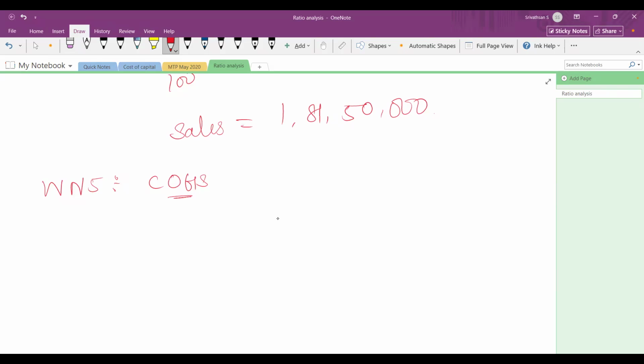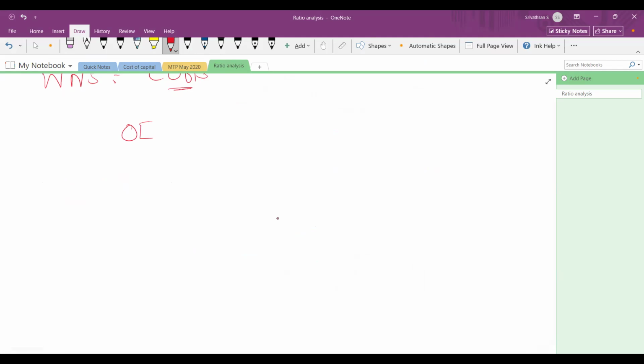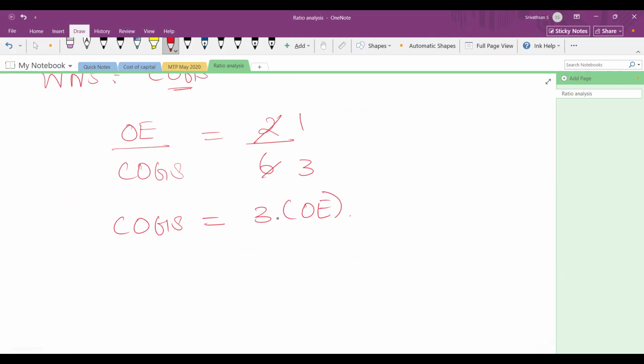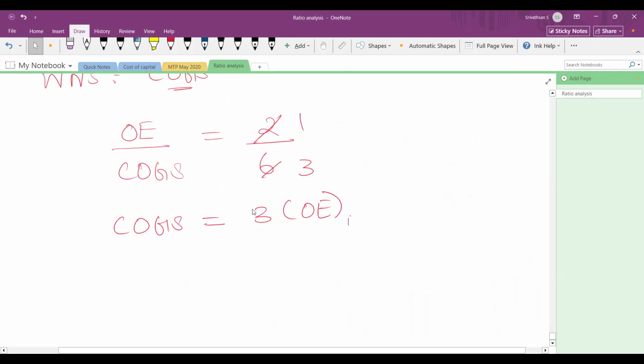It is mentioned in the question, ratio of operating expenses to cost of goods sold is 2:6. So operating expenses by COGS is equal to what? 2 by 6, so this is 1 by 3. So COGS is equal to 3 times operating expenses. Is this clear? Any doubt? Did you all understand till this point?